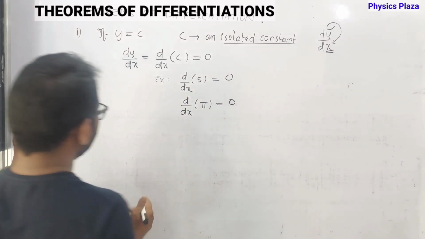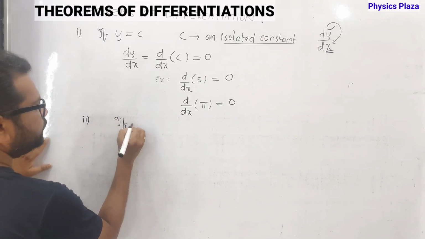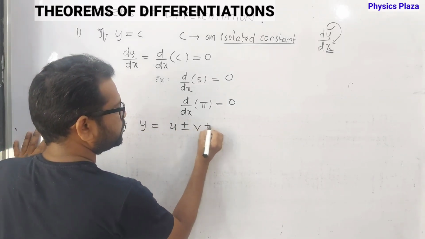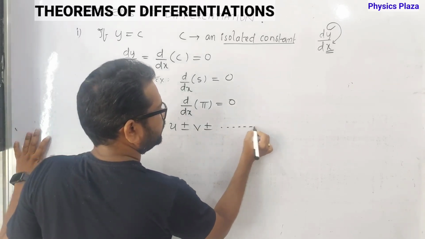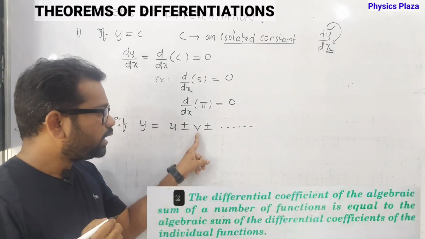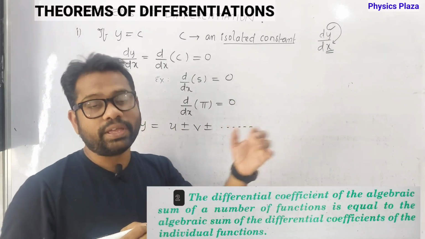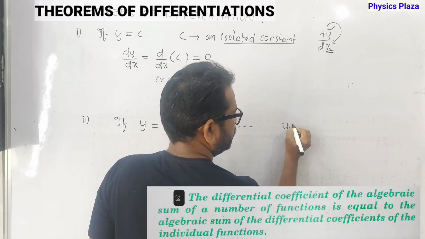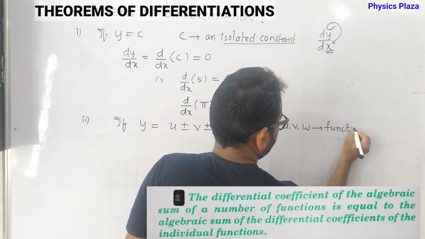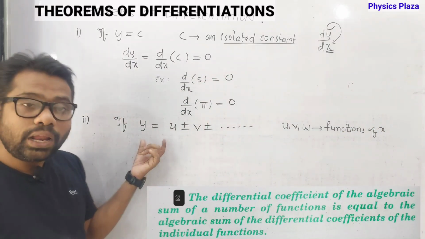Okay, fine. Now, children, let us go to the second theorem. For suppose y is equal to, let us say, u plus or minus v plus or minus and so on. Let us take n number of variables, such that u, v, w, x, y, z, whatever it may be, are all functions of x only. It's very, very important. Here u, v, and w also, these are all functions of x. Then what will be its differential coefficient?